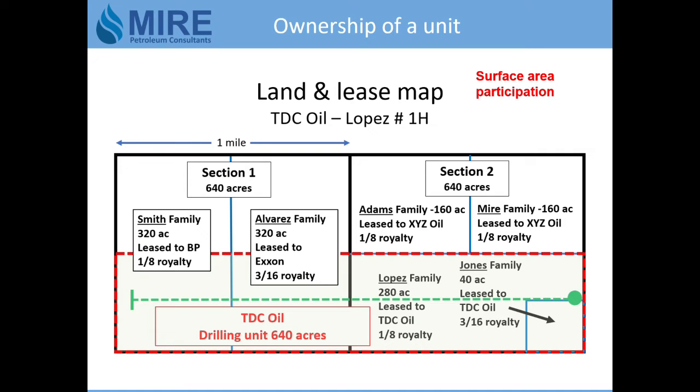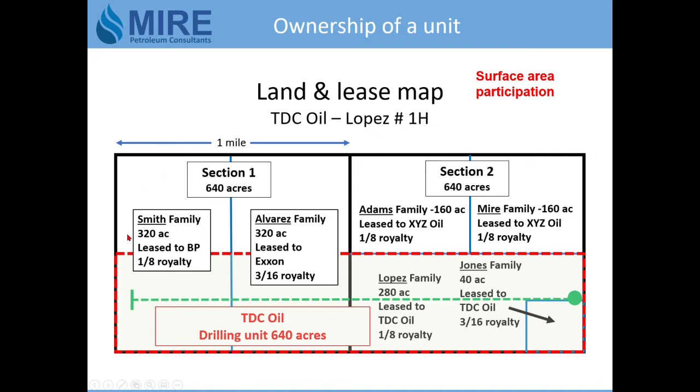Okay, so let's just go over this. This is a good detailed example. So, all right, we have two sections of land here, 640 acres and 640 acres. And we have a proposed horizontal well in green and a red outline of the drilling unit that was established by the state regulatory body. It's 640 acres. So it's the bottom south half of the two sections.